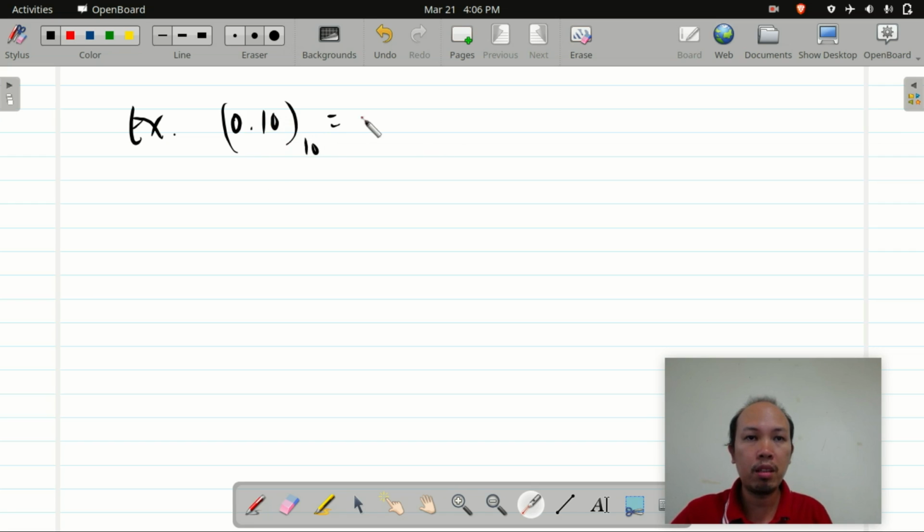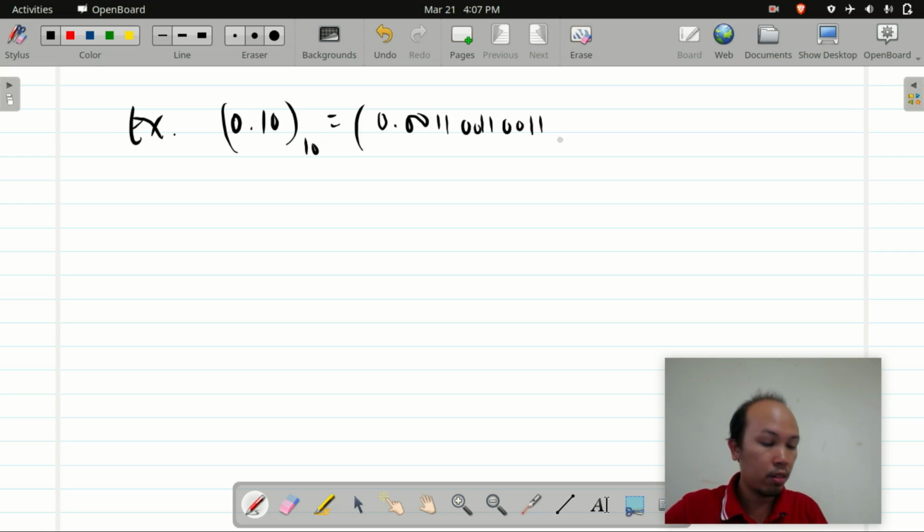But if you convert this number, which is in base 10, to a binary number, it will have an infinite expansion. So you can write this one as 0.00, let's say 1 1 0 1 0 1 0 0 1 1 0 0 1 1, and so on and so forth. 0 1 1 0 0 1 1 0 0 1 1, and so on.